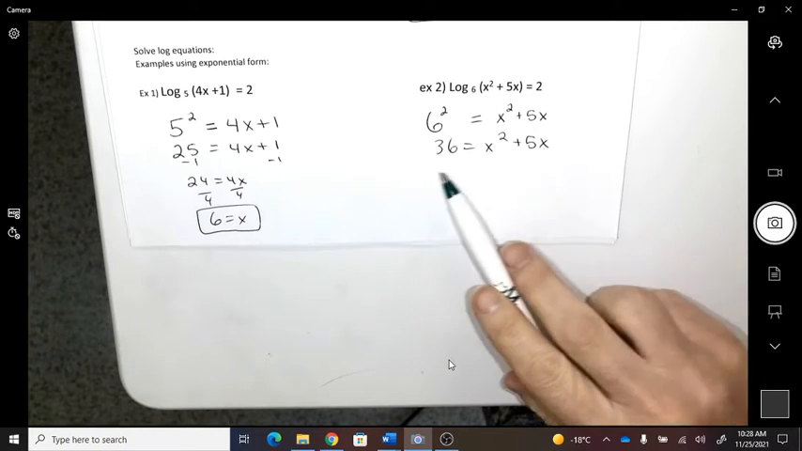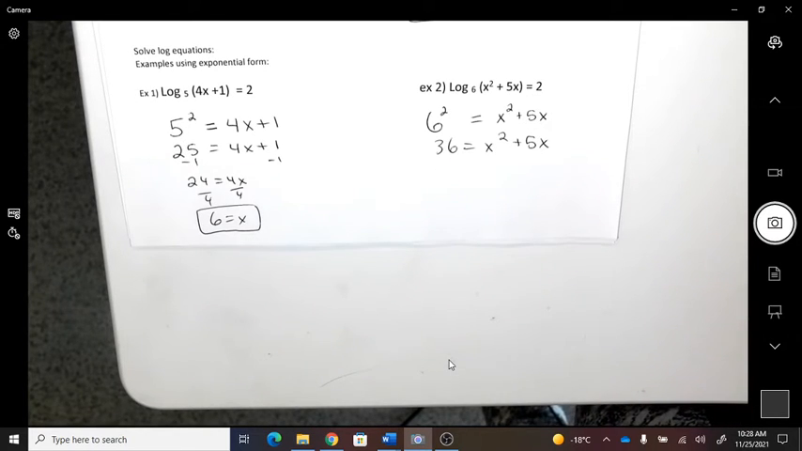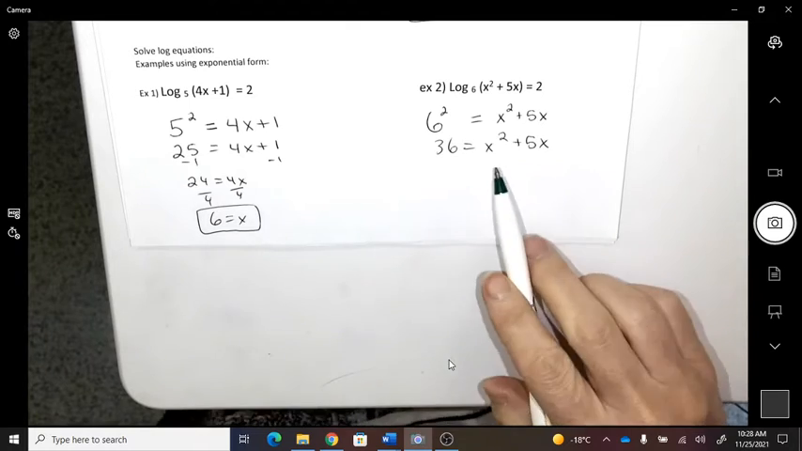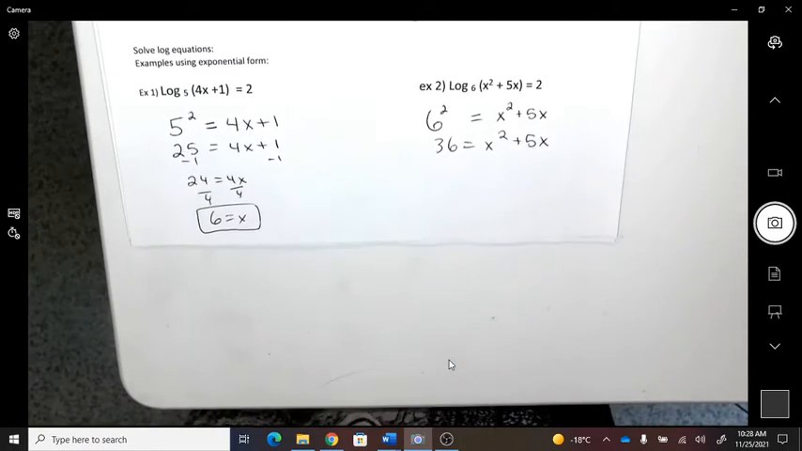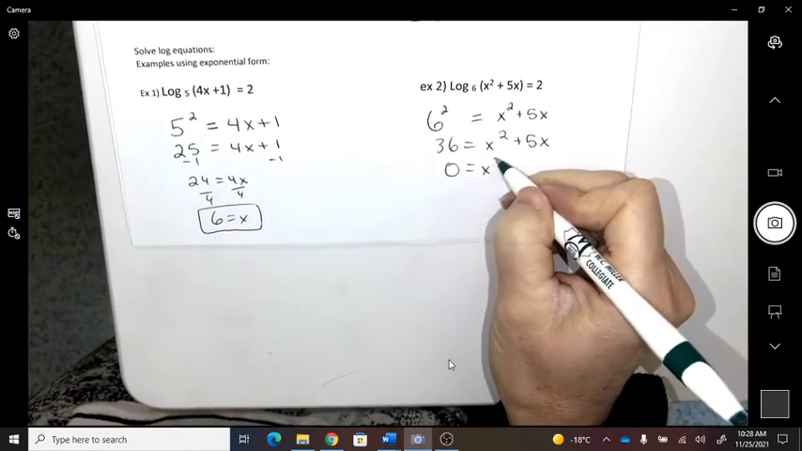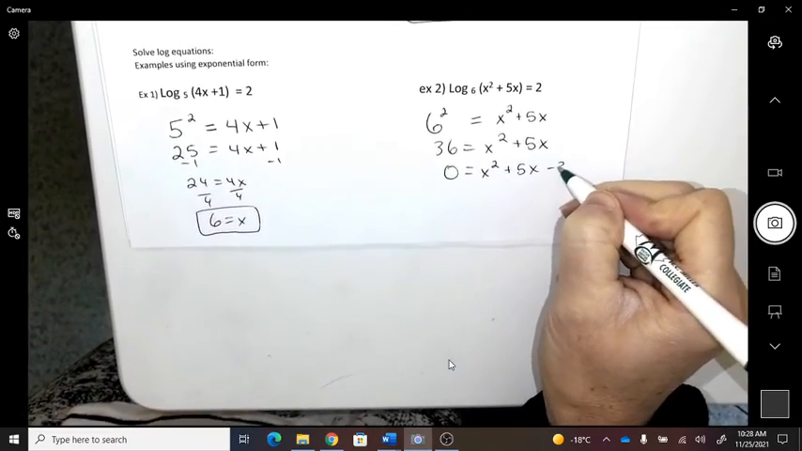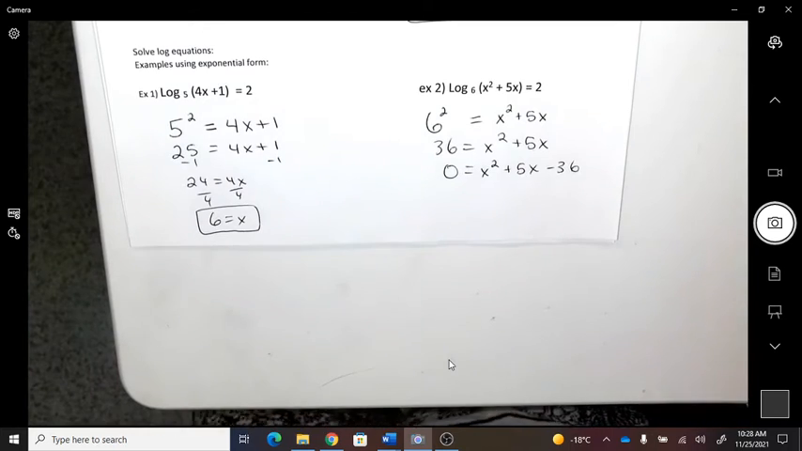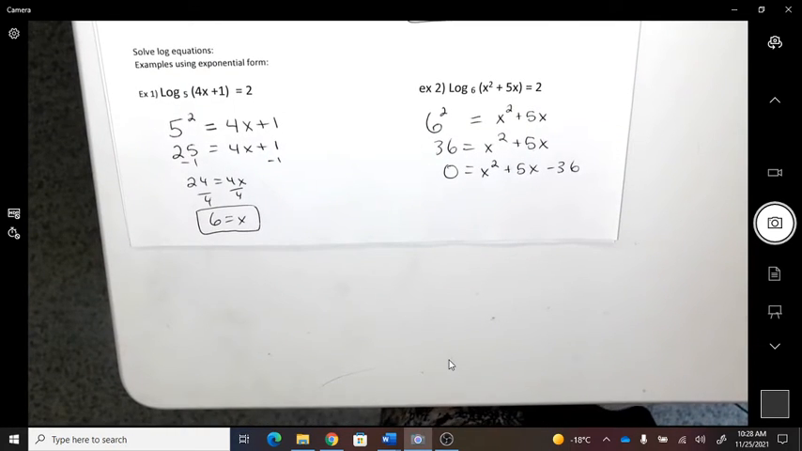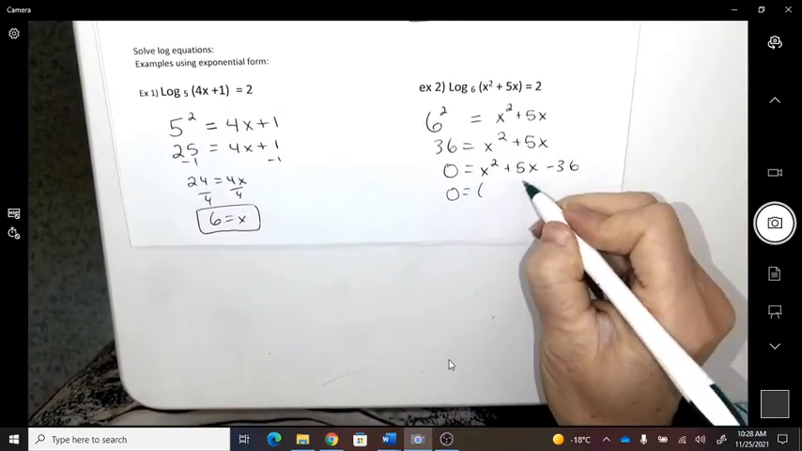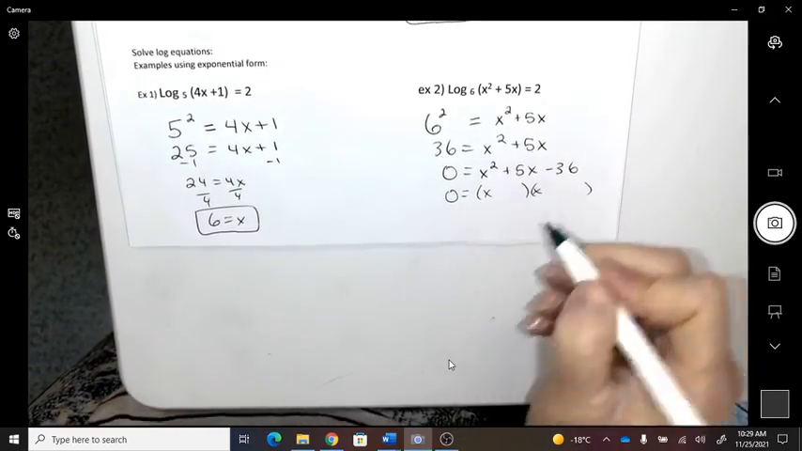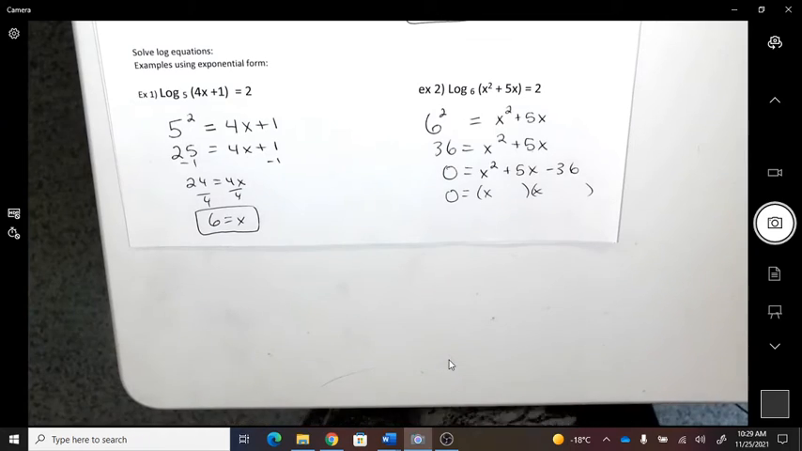What do you notice? What kind of equation are we dealing with here? We have two variables. We're quadratic. So what's our first instinct to do when we have a quadratic? Equals 0. We got to get it equal to 0 if we have two variables. You think this one factors? Do we have anything multiplying to 36?